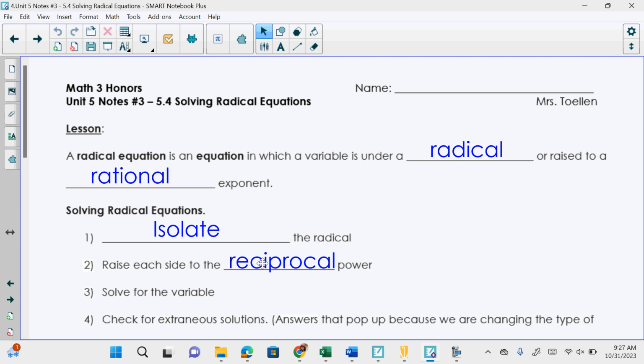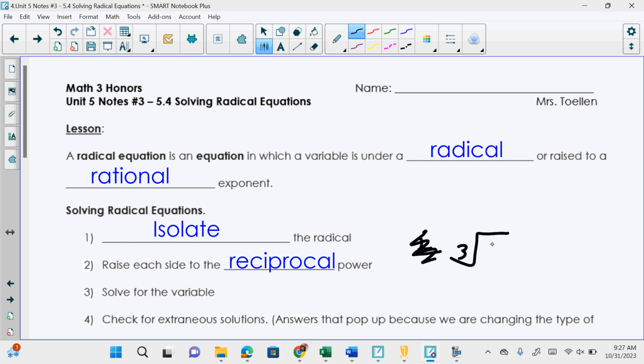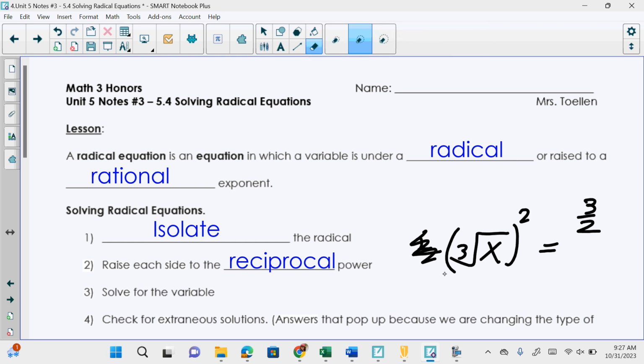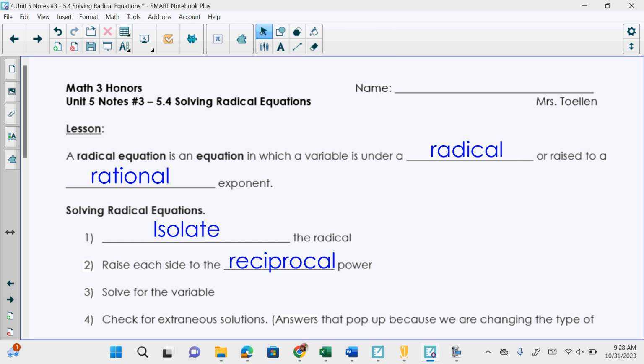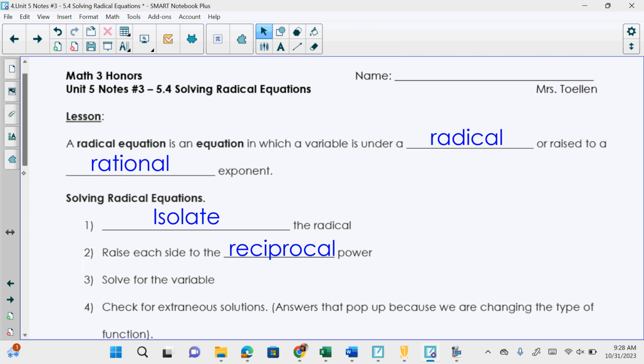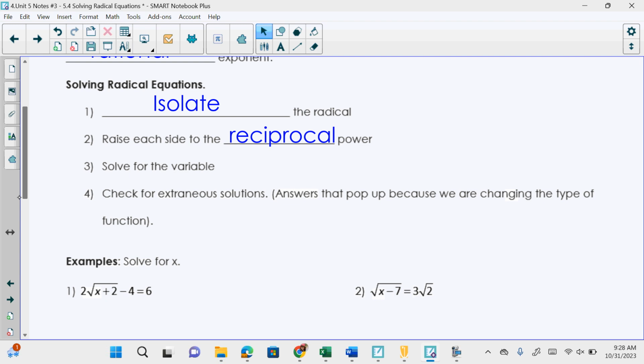So if we have a square root, we raise it to the second power. If we have a third root, we raise that to the third power. If we have a cubed root of something squared, we would raise that to the 3/2 power, etc. So raised to the reciprocal root. Once you do that, solve for the variable, and then don't forget to check for extraneous solutions.